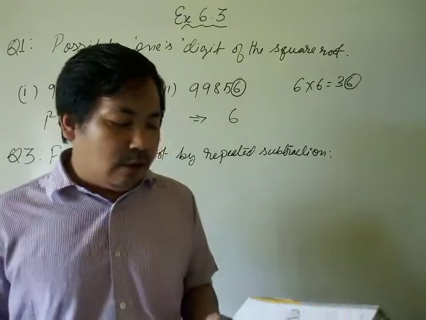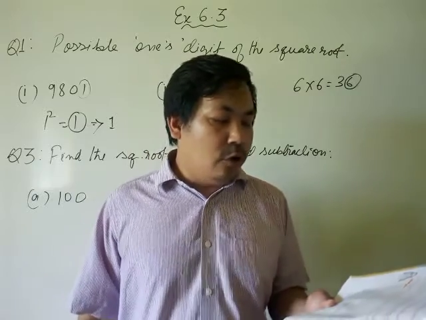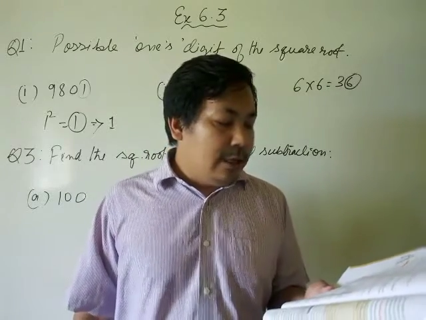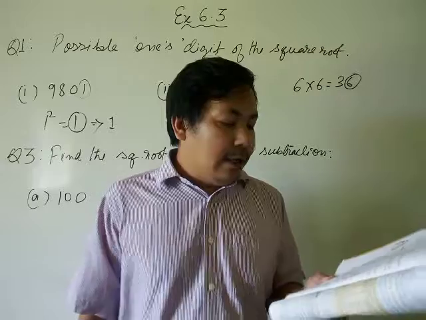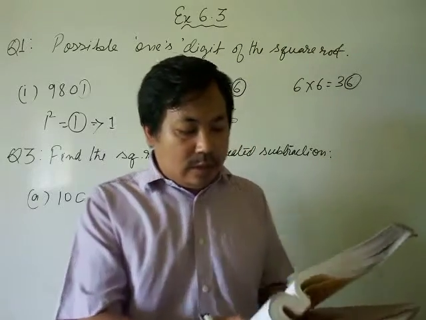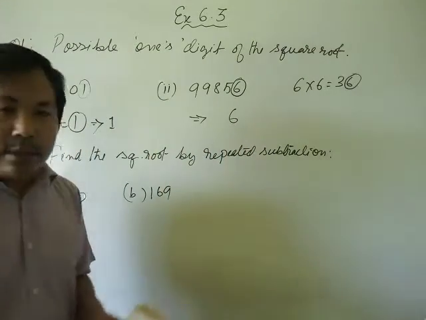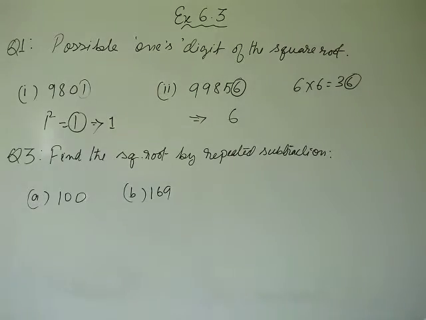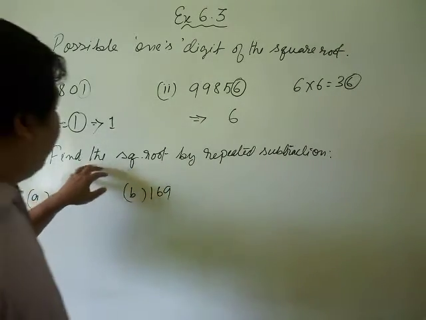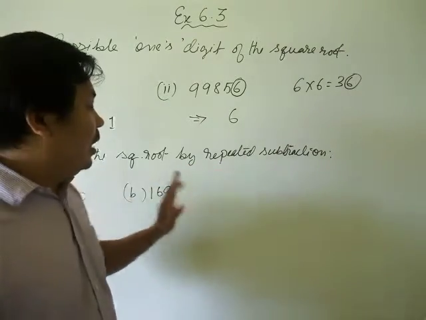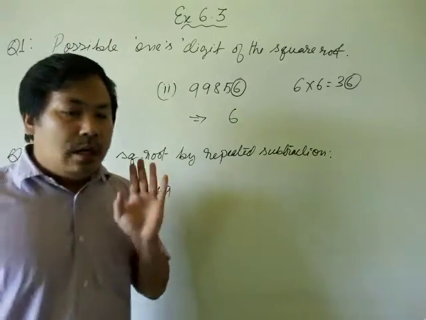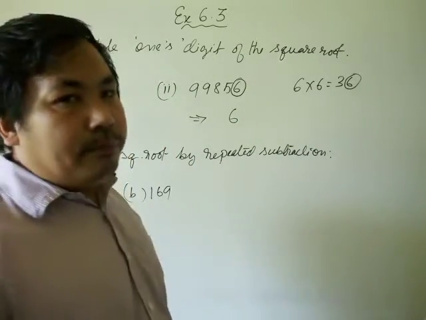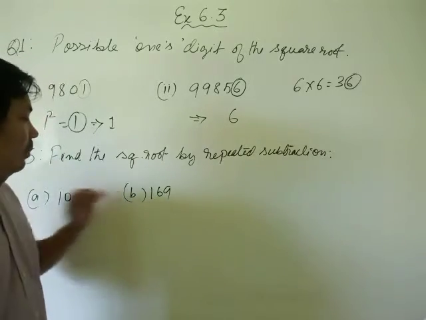In question number 3, there are only two numbers given here, and one I will show you and one you can try yourself. Find the square roots of the numbers 100 and 169 by the method of repeated subtraction. By repeated subtraction, we have to find the square root of the two numbers.